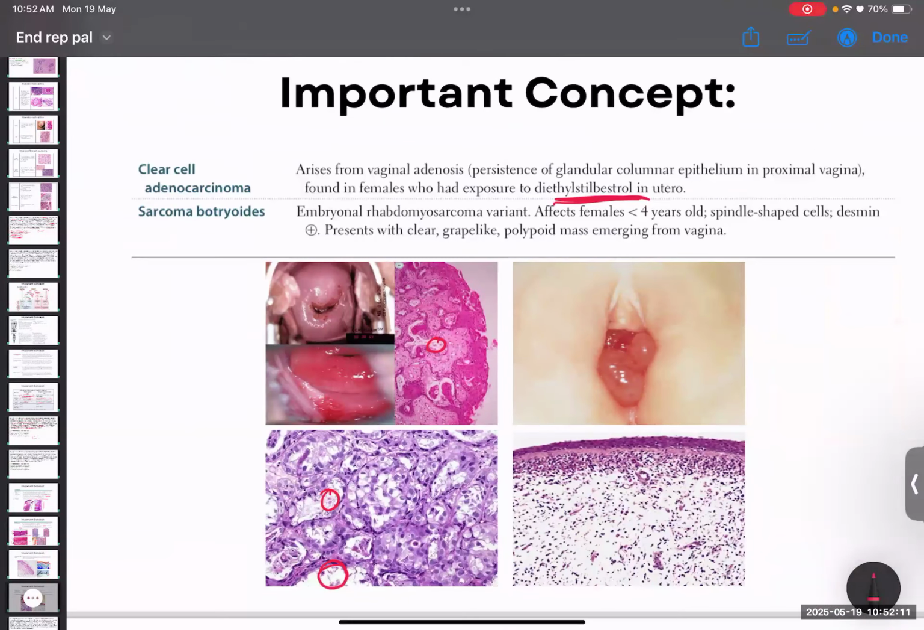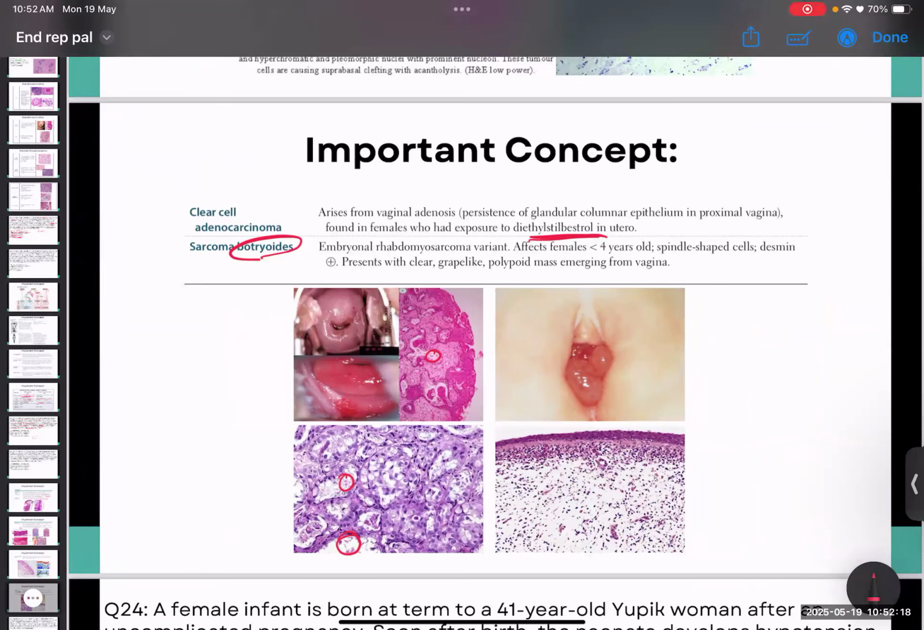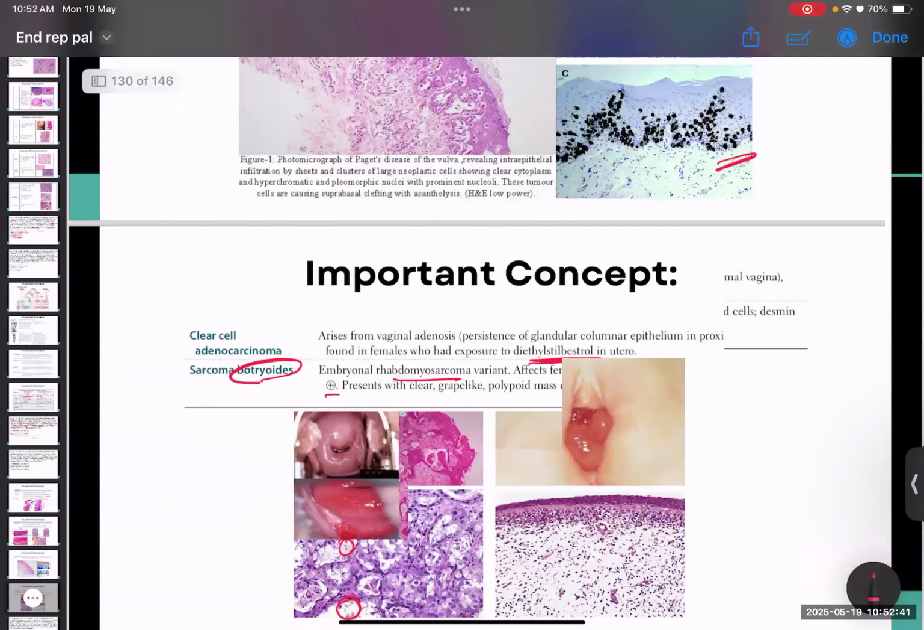And then sarcoma botryoides, I don't know how you pronounce this, I'm not even going to try. So you have sarcoma botryoides, which are basically grape-like lesions that emerge from the vagina. If you see anything that says grape-like lesions emerging from the vagina and the patient's pretty young, then you will know that it's a sarcoma botryoides or an embryonal rhabdomyosarcoma. And you will see spindle cells here that stain for desmin. And yeah, that's about it.